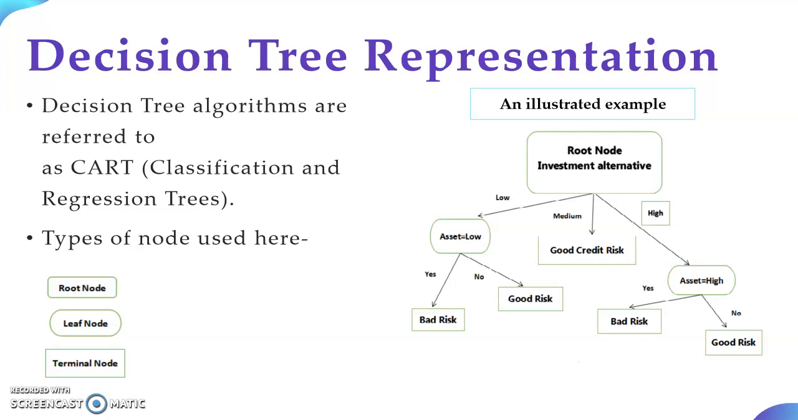For example, if he goes for low or short term planning, then he has the alternative to invest a high amount of assets, because if the asset is low, then he may face a bad risk situation. The attribute which concludes the tree decision is called the terminal node. Here, good or bad risk is the terminal node. The root node and terminal node are discussed in the next slide.